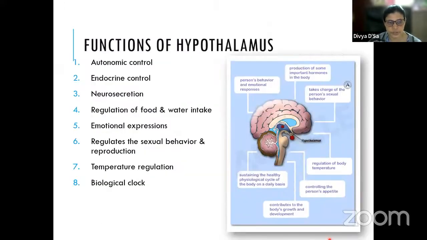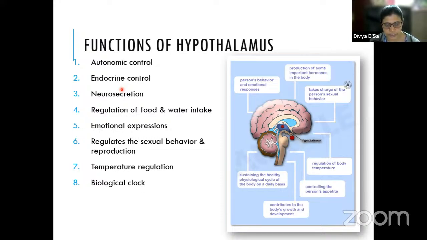So, functions of the hypothalamus. First, autonomic control. The anterior part controls the parasympathetic nervous system, whereas the posterior part is in relation to the sympathetic nervous system. Then endocrine control. The hypothalamus is sensitive to the circulating hormonal levels, and based on that, either a positive or a negative feedback, it regulates the level of hormones.